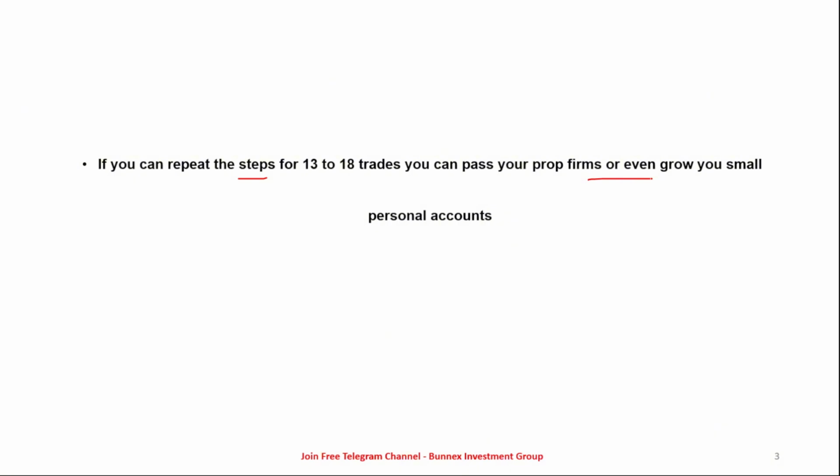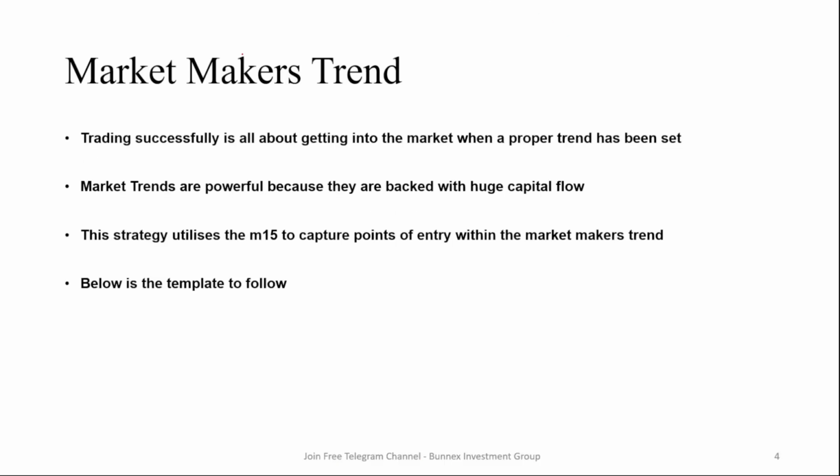So all that you need is to be able to replicate these rules that I'm going to provide you over and over, at least 13 to 18 times. If you do so, you're definitely going to see a positive equity growth. So basically, we are going to start off with the market makers' trend, which is going to be our friend.